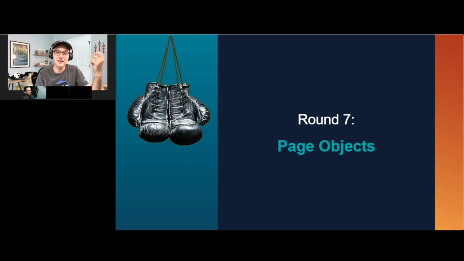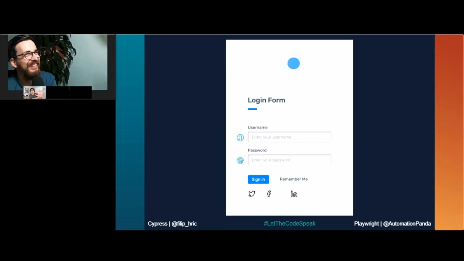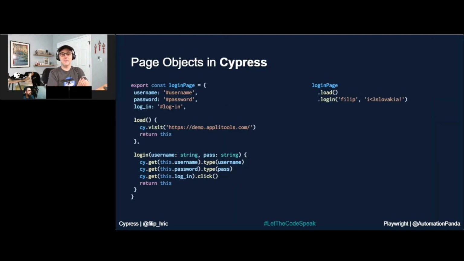So we're going to go back to that login page, and we're going to show what a page object would look like for this. And Cypress is up first.